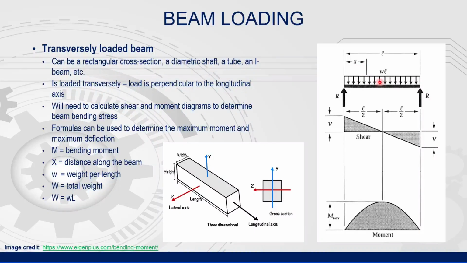The lowercase w shown here is the applied load or weight. However, in beam diagrams like this one, lowercase w indicates the weight per unit length. Uppercase W is the total weight, which is equal to the weight per unit length times the total length.